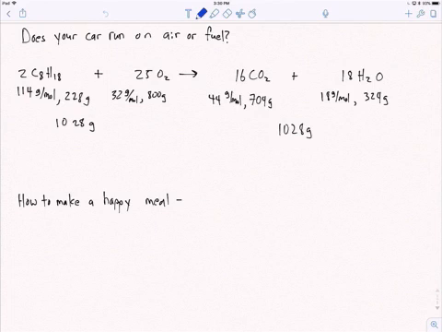So 2 octanes is 228 grams. 25 O2s is 800 grams. So 228 grams of octane reacts with 800 grams of oxygen, and that is 1,028 grams of reactants, forms 44 times 16, 704 grams of CO2, 18 times 18, 324 grams of water, 1,028 grams of product. So 1,028 grams of reactants, 1,028 grams of products. There are however many, 16 atoms of carbon, 36 atoms of hydrogen, and 50 atoms of oxygen. They just change places, right?